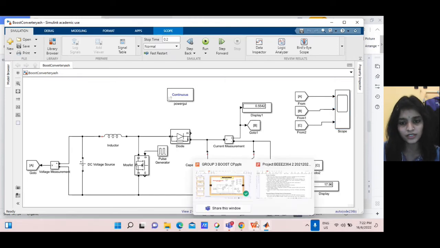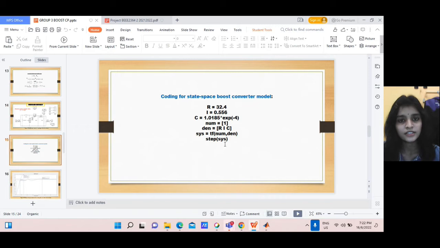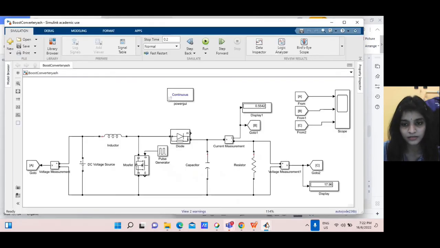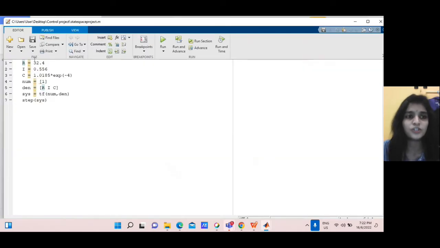Now we will continue with the slide. So this is the coding for the state space boost converter model. This is the average state space boost converter model. So this is the coding, and I will show it in MATLAB.